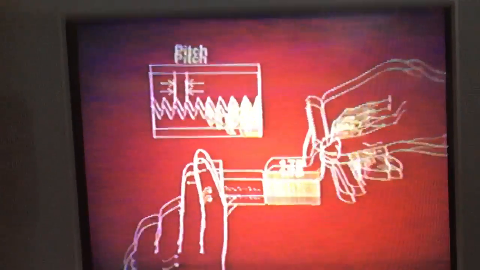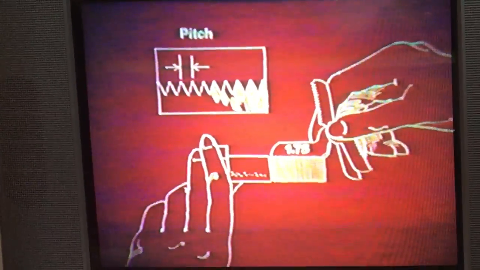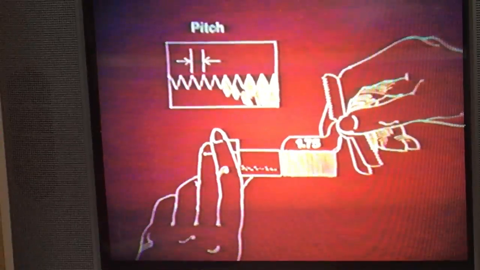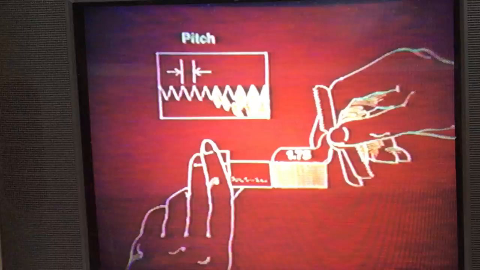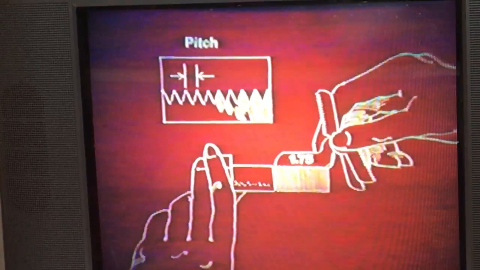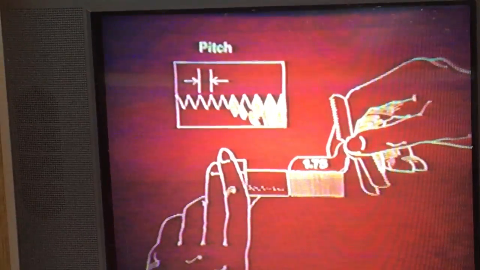Pitch is the third common term. It is used when describing metric threads. Pitch is the distance from the crest of one thread to the crest of the next thread. A metric thread gauge measures pitch.